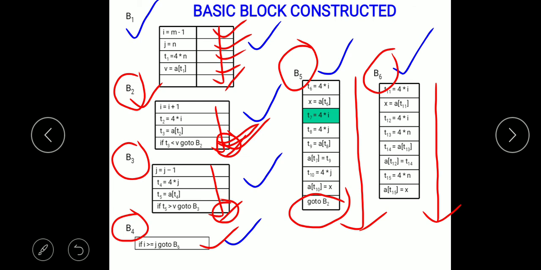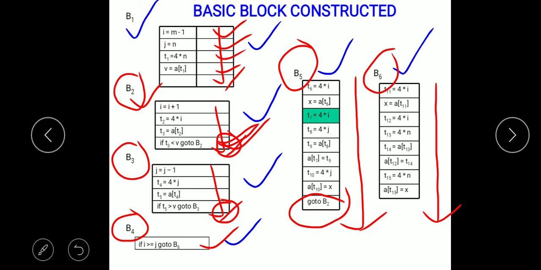A basic block is a sequence of intermediate code having a single entry and exit point. Basic block statements are executed in linear fashion. A basic block can contain a conditional or unconditional go to statement, but it would be the last statement of the basic block. Next point, how to construct a basic block. Step number 1, identify leader statements, and step number 2, construct basic blocks using the algorithm.